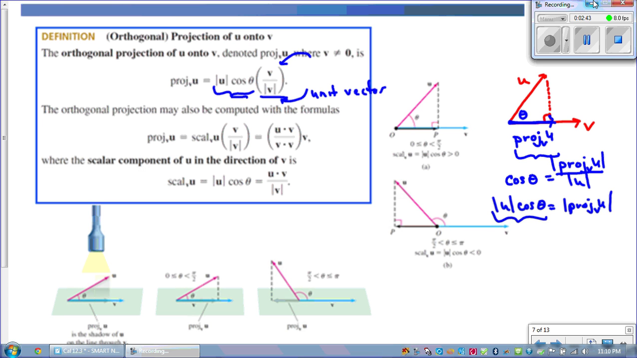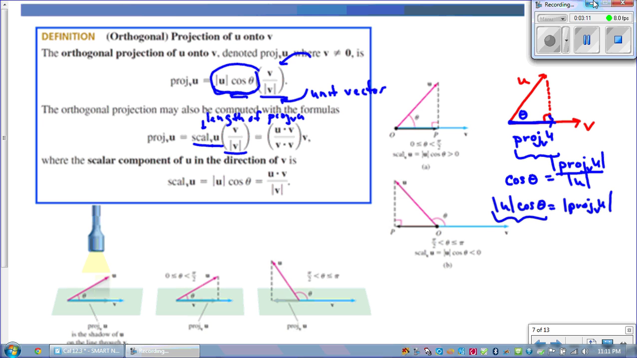Now there are several ways to represent this vector. We could refer to the length of this vector, which is the magnitude of u cosine theta, by a different term, and we'll call that the scale of u onto v. So that is just the length of the projection. And then that length times that unit vector going in the same direction as v.